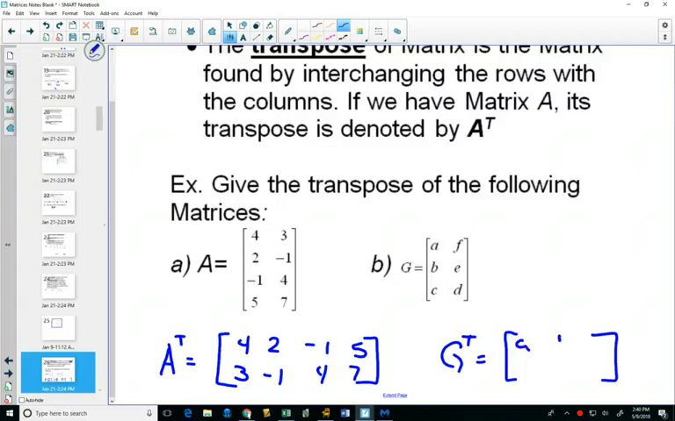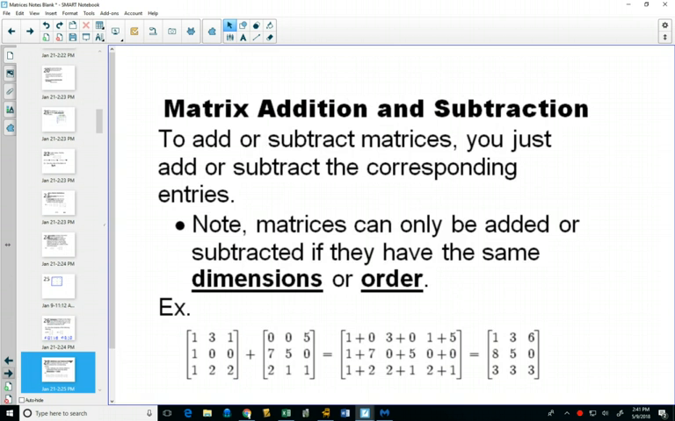So we got A, B, C, F, E, D. And now some math. I love math.